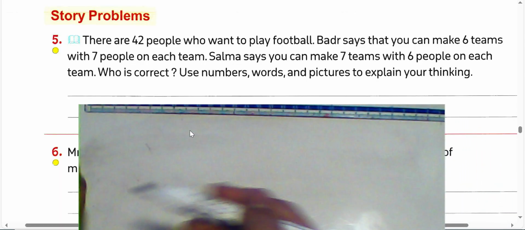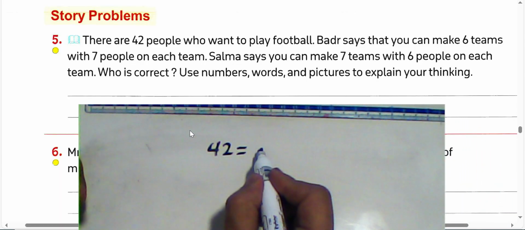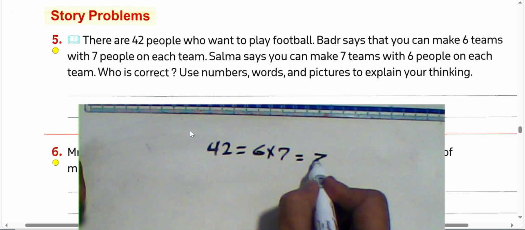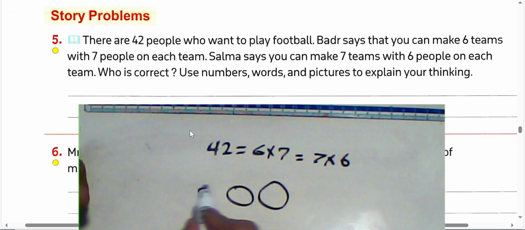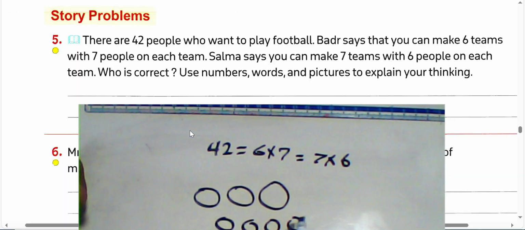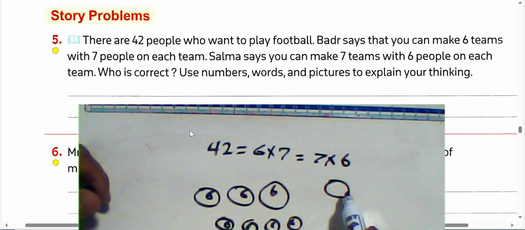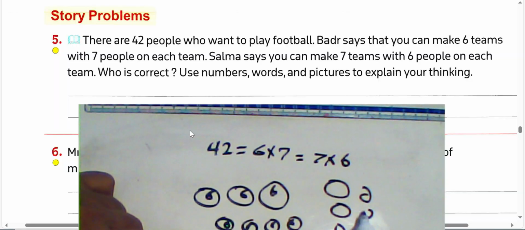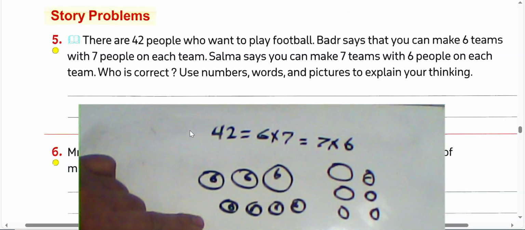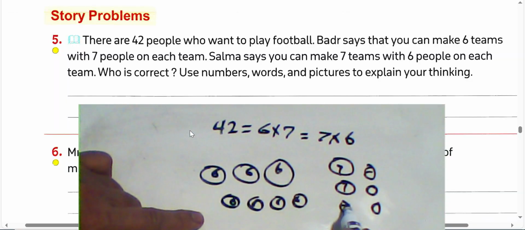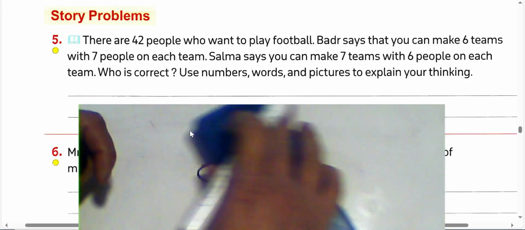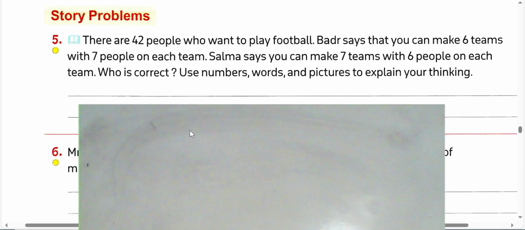They are both correct because 42 can be written as 6 times 7 or 7 times 6. We have 1, 2, 3, 4, 5, 6, 7 groups, each group containing 6 elements. Or you can put 6 groups and write 7 in each one: 1, 2, 3, 4, 5, 6 groups, each group contains 7 elements. Understood? Because 6 times 7 equals 7 times 6.